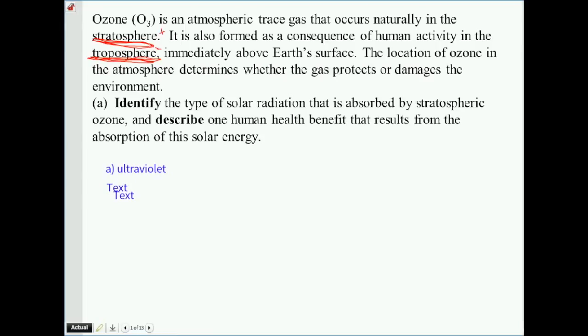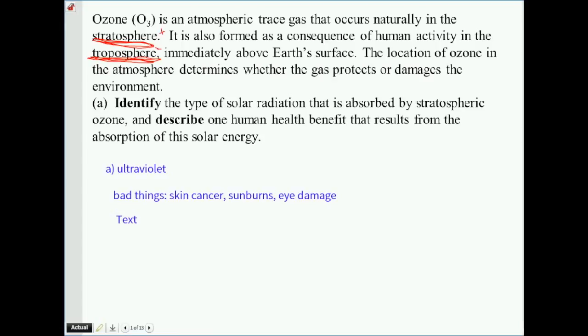So think about it: if you go out in the sun, what are some bad things that can happen to you? Bad things are like skin cancer, sunburns, you can damage your eyes, right? That's why we wear sunglasses. So those are bad things. Well, they want a benefit from absorbing the solar energy.